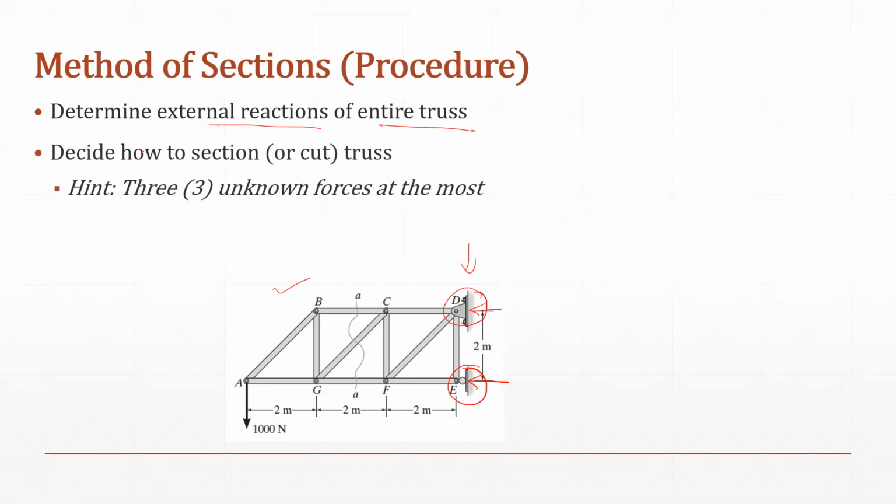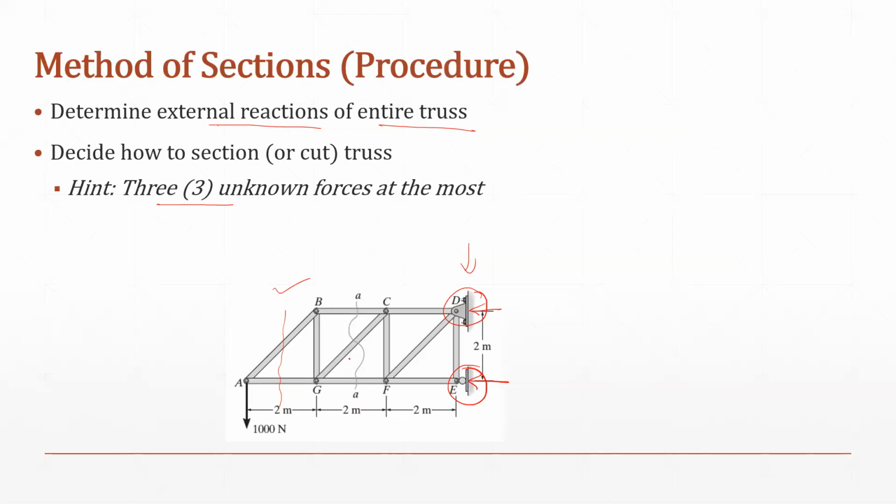Then we have to decide how to cut the truss. That depends on two factors. One is the member in which we are required to find out the force. For example, if we are required to find the force in member AB only, then we can cut the truss at this part like this. But here is the hint. How we cut the section, we have to make sure that we are not cutting more than the unknown members. There can be a maximum of 3 unknown members which can be cut through the section.